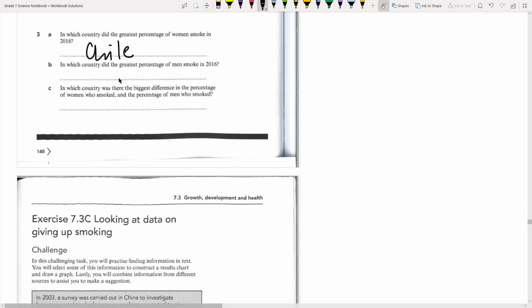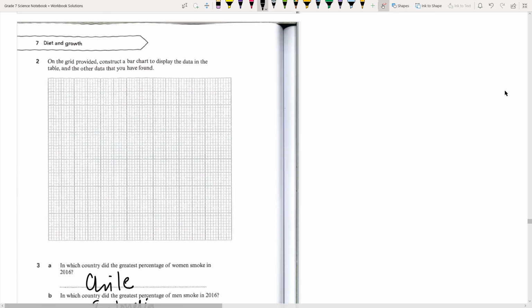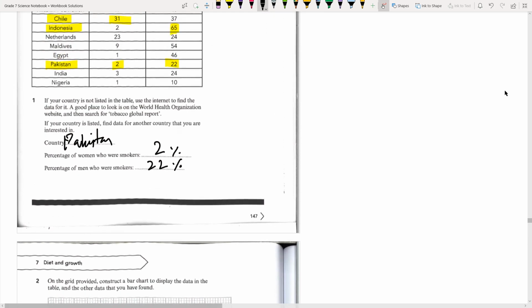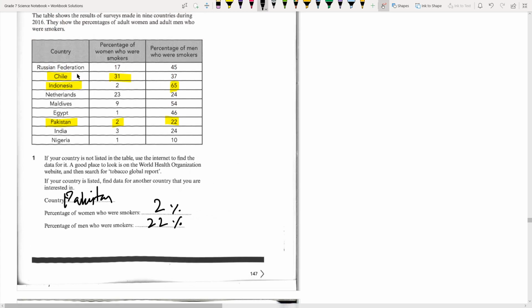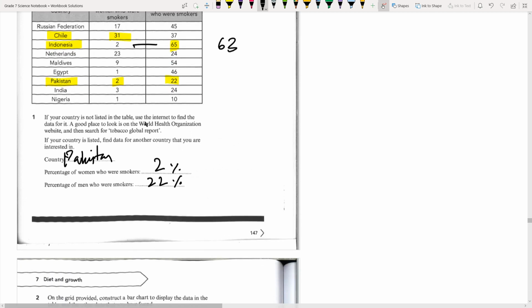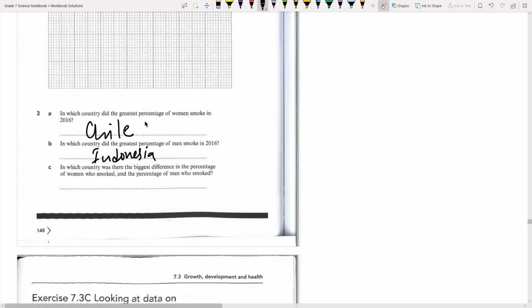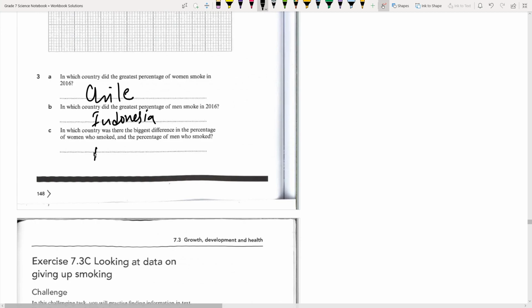So that would be Indonesia. In which country was the biggest difference in the percentage between men and women? You can subtract and find which one has the biggest difference. So the difference between 2 and 65 results in 63. The rest are smaller differences, so again Indonesia has the biggest difference, because women were not smoking. Again, the answer is going to be Indonesia.